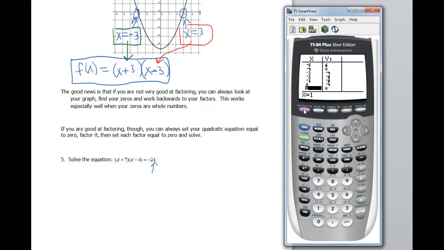But I think I'm going to go ahead and graph this. So let's clear this off, and then I'm just going to do it all with a table this time. So x plus 7 times x minus 4, put that in my y1. I'm going to put negative 24 in my y2. Let's take a look at our table and see if we can come up with values that match. And sure enough, right here, at negative 4, you notice they both spit out a value of negative 24. And here at positive 1, they both spit out a value of negative 24.